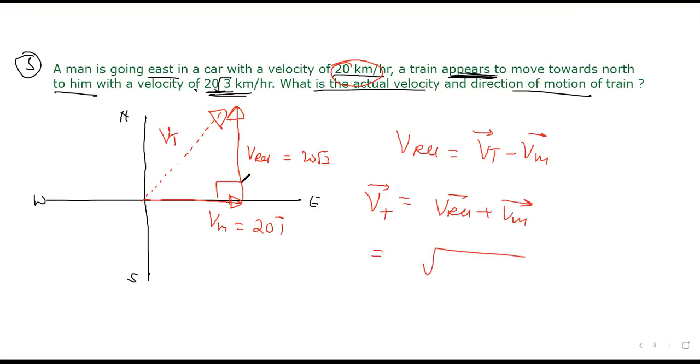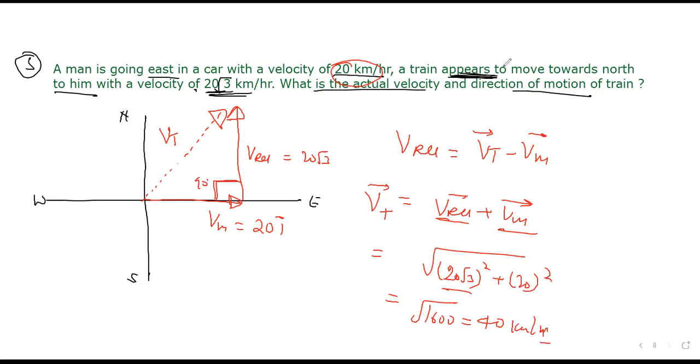The angle is given as 90 degrees, obviously, here you see. So what is the answer? Just root of V relative square plus V man square. V relative is given as 20 root 3, square, plus V man is given as 20, square. 20 root 3 squared means 1200, and 20 squared becomes 400. So the answer becomes root 1600, which is 40 kilometer an hour. That will be your answer.